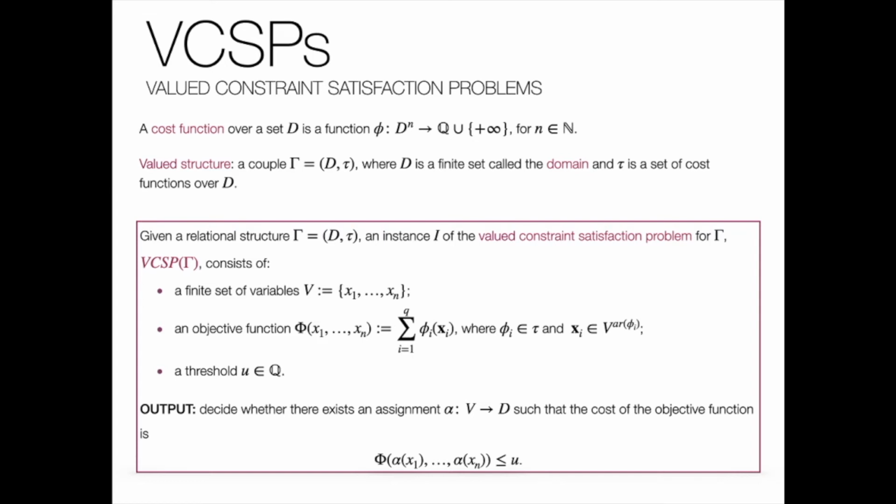An algorithm solving VCSP(Γ) on instance I decides whether there exists an assignment α for the variables from V with values in D such that the cost of the objective function, which is defined as the value of Φ corresponding to the assignment α, is at most u.